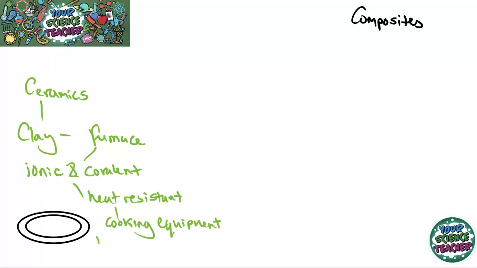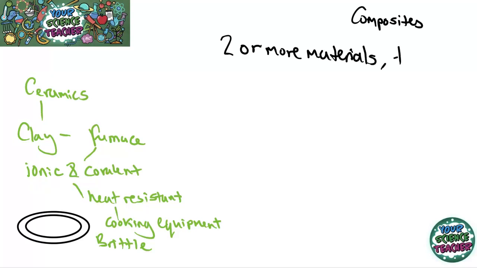Also, it means that they are quite brittle. This means that they shatter upon hard impact, and they can be stuck together and all the pieces will fit back together. Another type of material are called composites, and these are made when you combine two or more materials to produce something with improved properties.